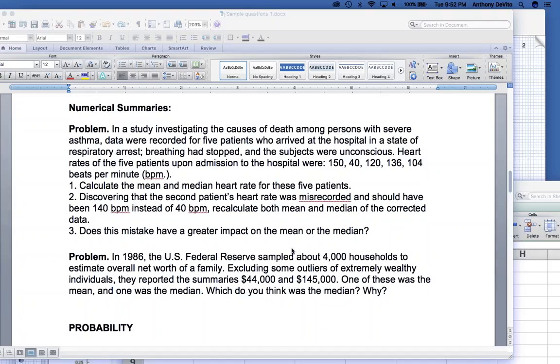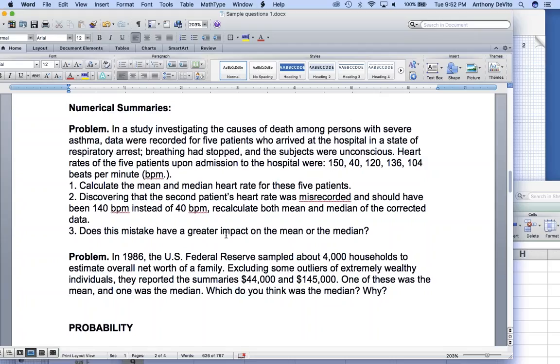Now you have a list of numbers. Calculate the mean and median heart rate for the first 5 patients. Okay, so let's see. Heart rates of 5 patients: 150, 40, 120, 104. Calculate the mean and median heart rates for these first 5 patients. Of course, for the mean, we would find the average. The median would be the middle number. The middle number in this case looks to be, just off the top of my head, 120. That's the median. We will also have a mean.